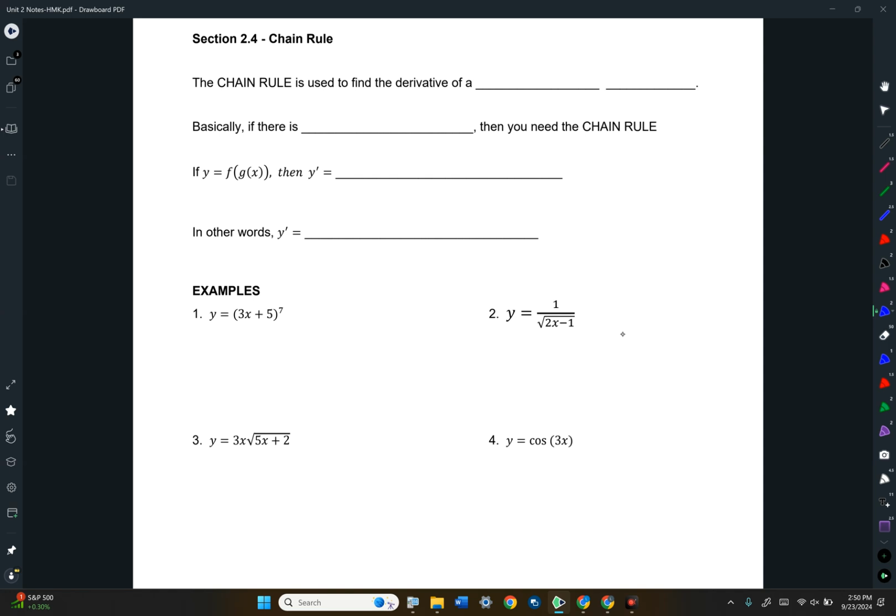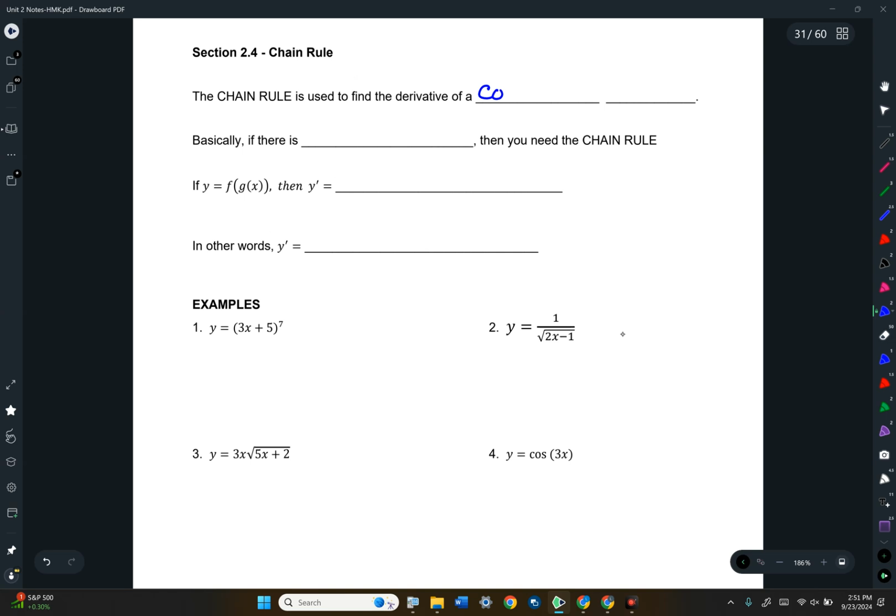This is section 2.4 in calculus. This is all about the chain rule, and I know it's going to seem like I say this all the time, but probably of all the derivative rules we use, the exponent rule until now had been the most common. Well, the chain rule probably is the most common of all because it's kind of the more involved version of the exponent rule. So in general, the chain rule is used to find the derivative of a composite function.